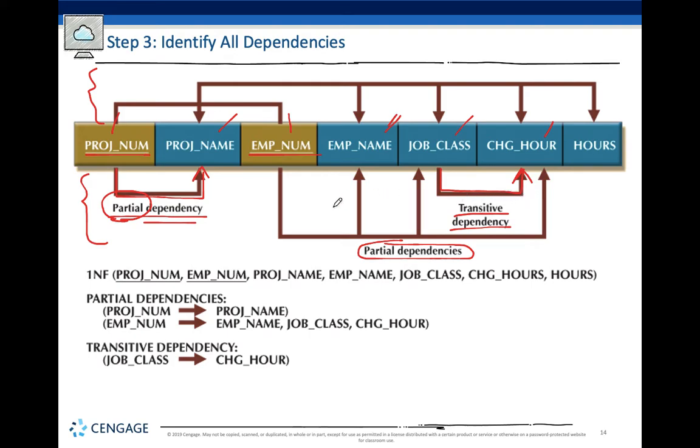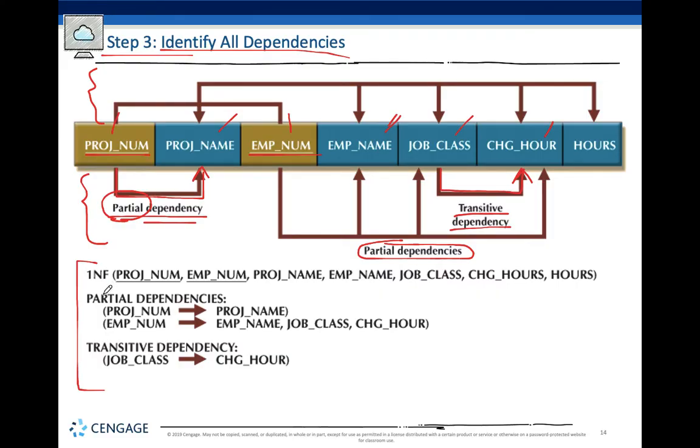Again, we want in our database all the non-prime attributes to be dependent on the primary key alone. So we want to eliminate these partial dependencies and this transitive dependency as well. So this is step 3 of getting to the first normal form: identify all dependencies. Now you can see that we list a few things below the dependency diagram, right? These are also part of the dependency diagram.